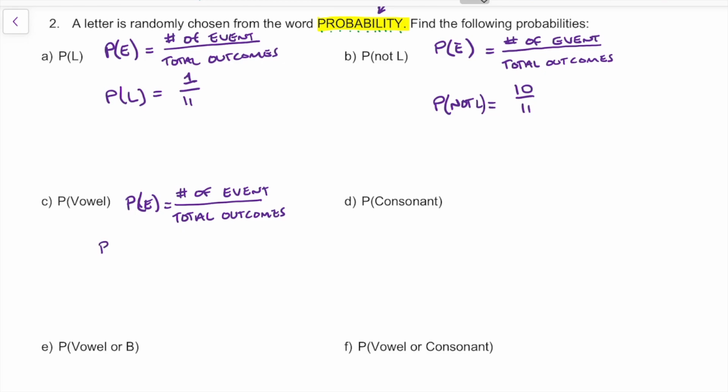Now I'm going to put in what I'm actually looking for, which is the vowels. Remembering that the vowels are your A, E, I, O, and U letters. They're our vowels. How many of them do we have in probability? We have 1, 2, 3, 4. There are 4 in probability. So now we have 4 over 11. So that's what we're looking for in terms of how to do probability.